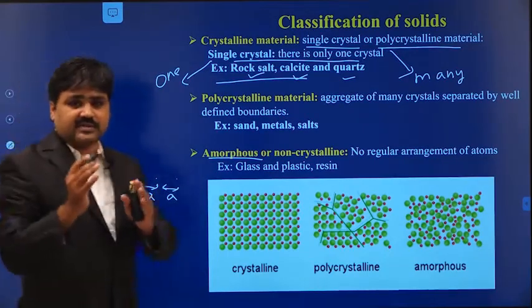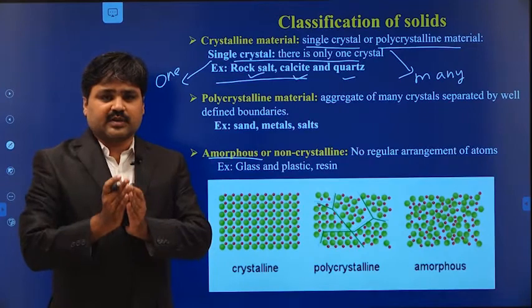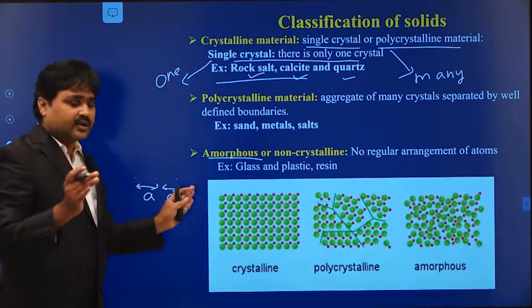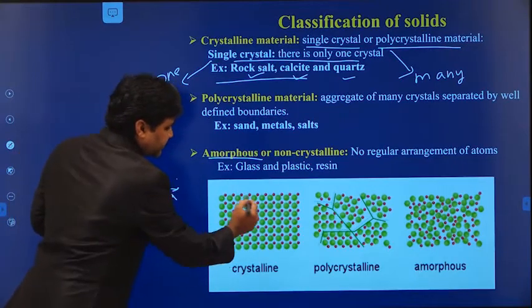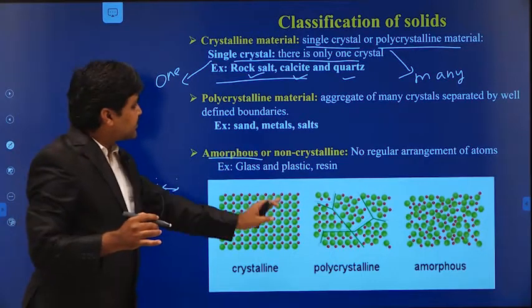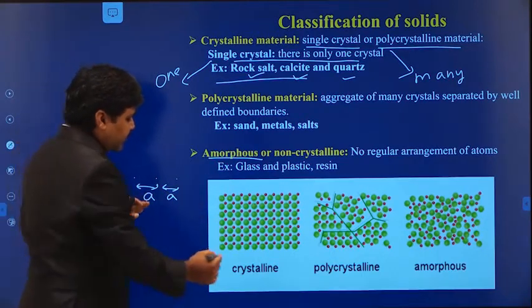That means the separation between the first two atoms is the same as the separation between the next two atoms. So they are regular and periodic. There will be no missing atom. The same atom is repeating again and again, so this is regular as well as periodic in nature. So this is about the crystalline materials.